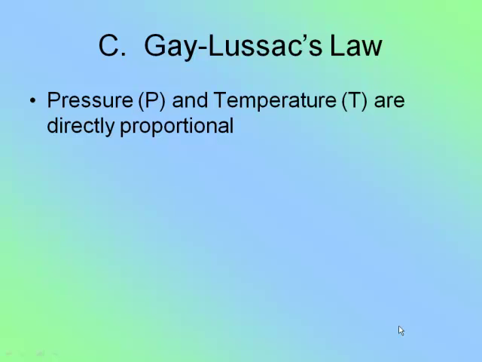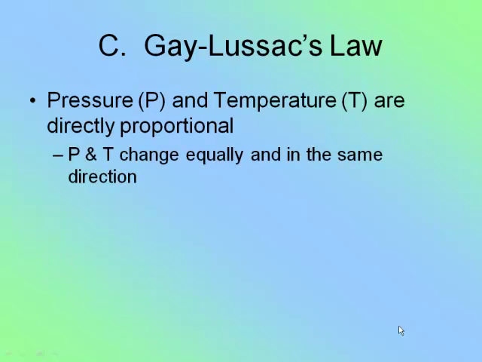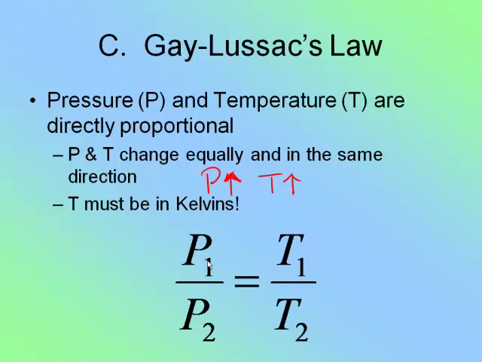So let's talk about pressure and temperature. Pressure and temperature are directly proportional. Again, proportional means changing by the same amount. Directly means in the same direction. So pressure and temperature change equally and in the same direction. So as P goes up, T goes up by the exact same amount. Again, anytime you deal with temperature in gases, it must be written in kelvins. And here is our law. P1 over P2 equals T1 over T2. Looks very similar to Charles' law, but instead of volume, now we're dealing with pressures.